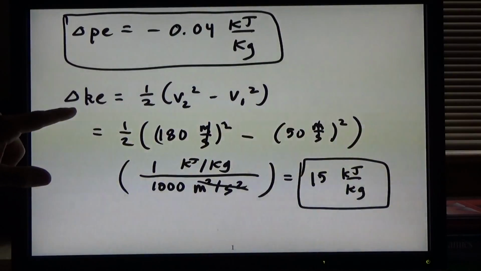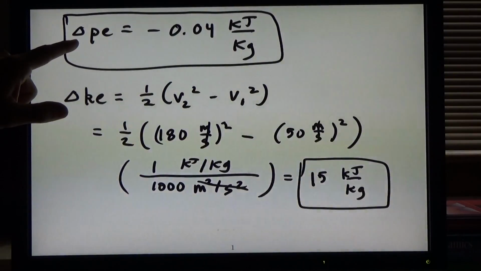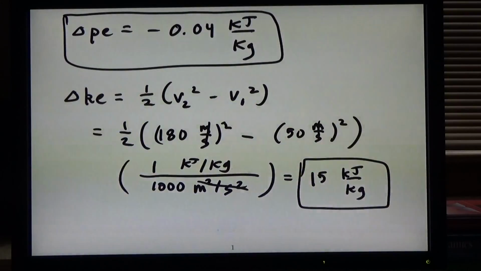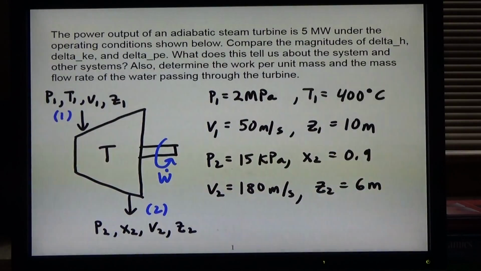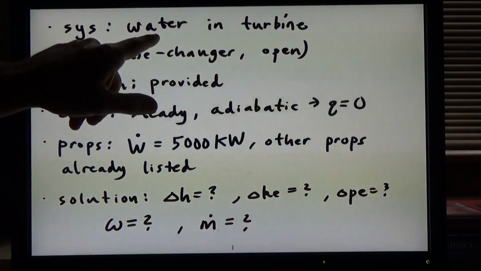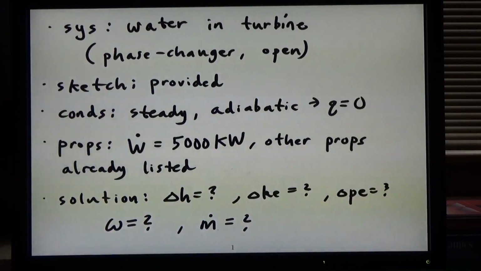So already we see that the change in kinetic energy is much, much bigger than the change in potential energy. So already potential energy, we could say, is pretty much negligible. Let's compare these two numbers, change in potential and kinetic energy, to the third one that it wanted us to look at, which is delta H. Delta H is just H2 minus H1, and the substance we have here is water. So for water, we calculate H1 and H2 based on the states and the properties.